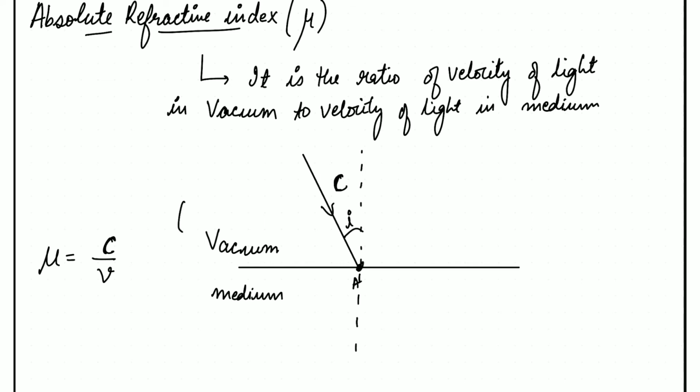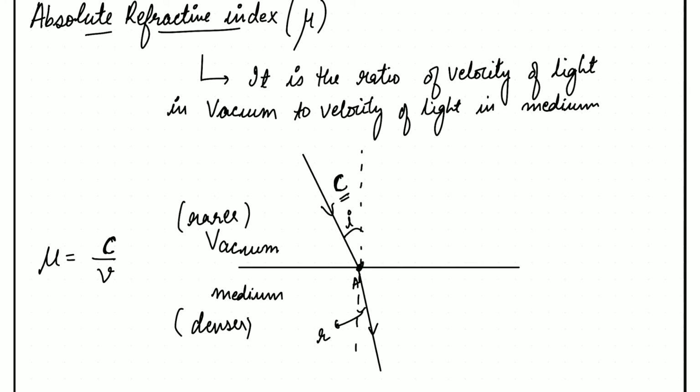So we are going from, okay, vacuum will be the rarest medium, right? This is your rarer medium, and the medium will be denser as compared to vacuum, because obviously if you take air also, air will have air particles, so it will be denser as compared to vacuum. So this is your denser medium. So we are traveling from rarer to denser medium. That means your light ray is going to bend towards the normal. Yes or no? So it is bending towards the normal, and this will be your angle of refraction.